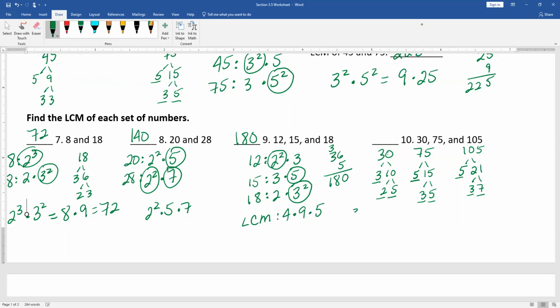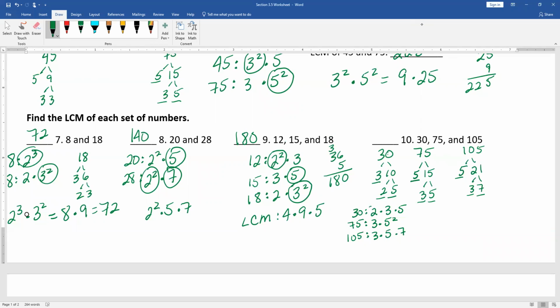So 30 is 2 times 3 times 5. 75 is 3 times 5 squared. And 105 is 3 times 5 times 7.